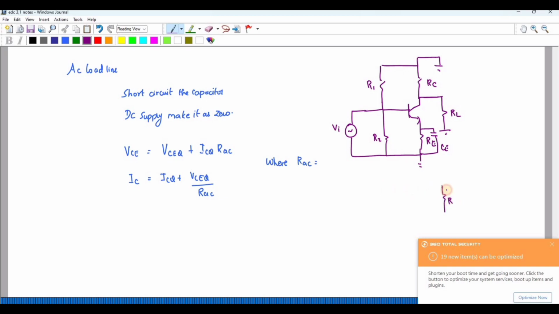Redrawing, this RC comes in parallel with this RL. If I draw the H parameter small signal model for the circuit, this RAC is nothing but RC in parallel with RL. So in that case this value is 0.6K. If I substitute these values, I will get VCE is equal to 7.38 and IC is equal to 12.3 milliamps.